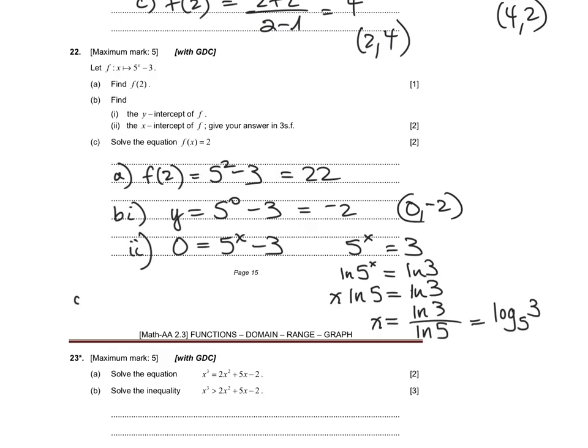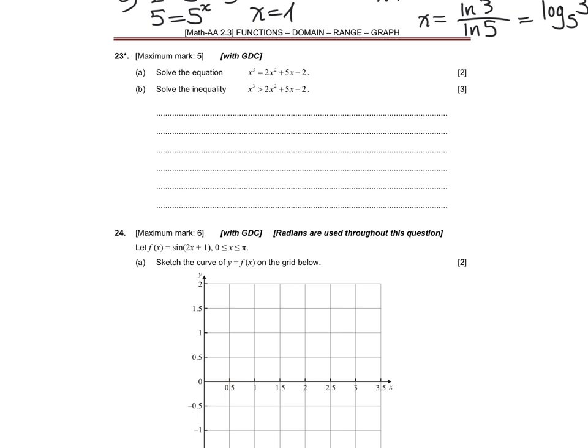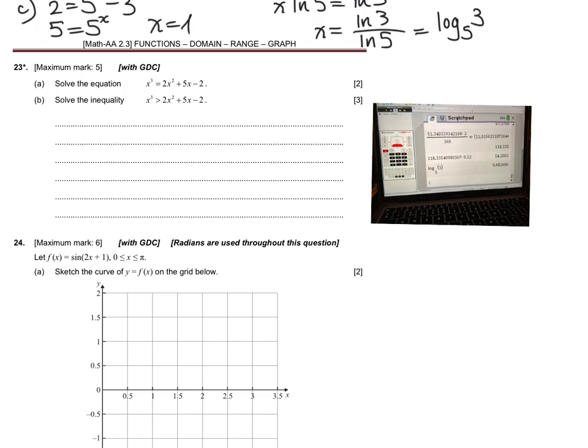So for c, f at x equals 2. So if we have 2 equals 5 to the x minus 3, add 3. And I think we can clearly see that x is 1. Okay, so this is with the graphing calculator. We can put these into the graphing calculator. I'll show you both ways actually. Okay, just so you see, log base 5 of 3.